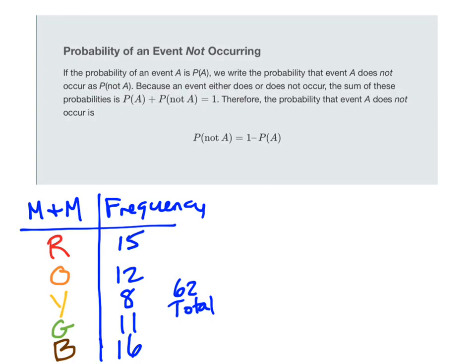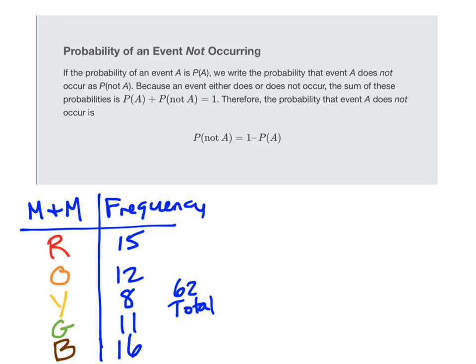So let's consider an example. And then one more formula, so we can just rearrange this. If you subtract the probability that the event occurs from both sides, then you end up with the fact that the probability that it doesn't occur is 1 minus the probability that it does.